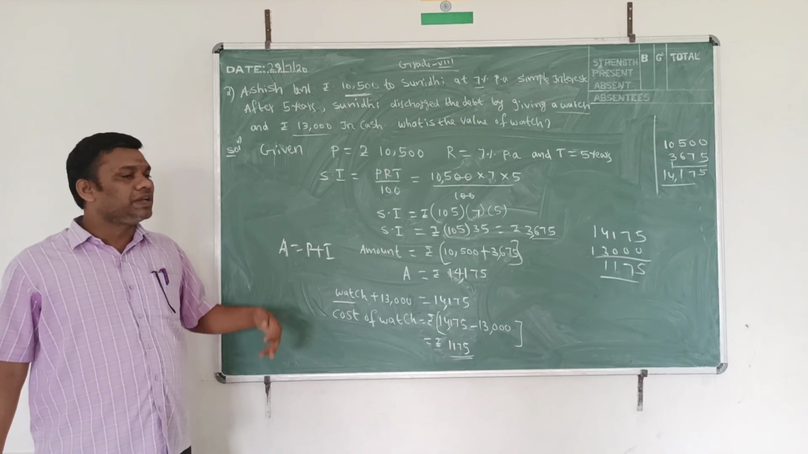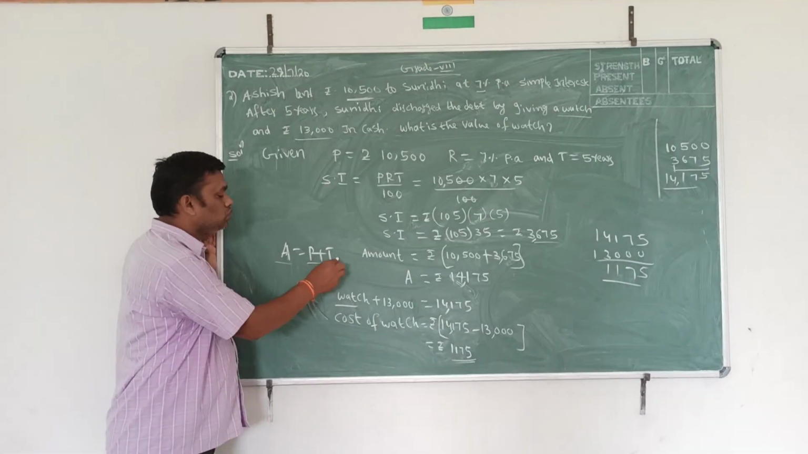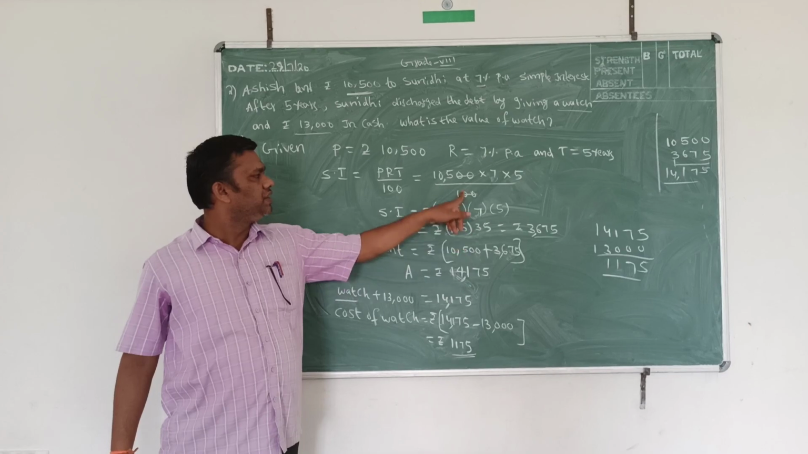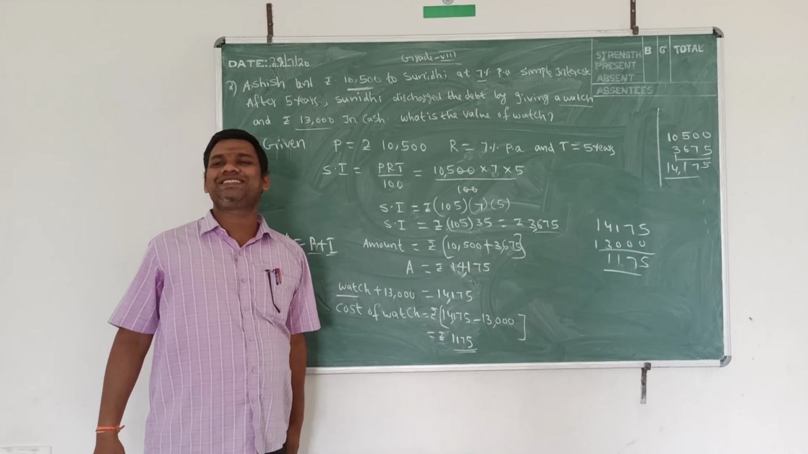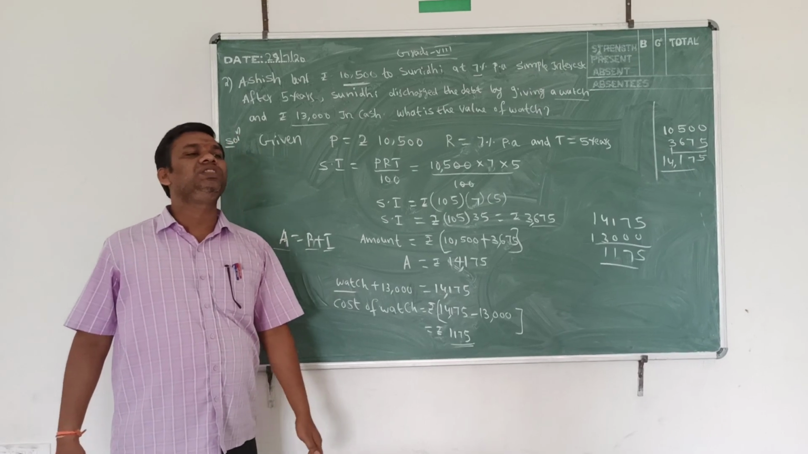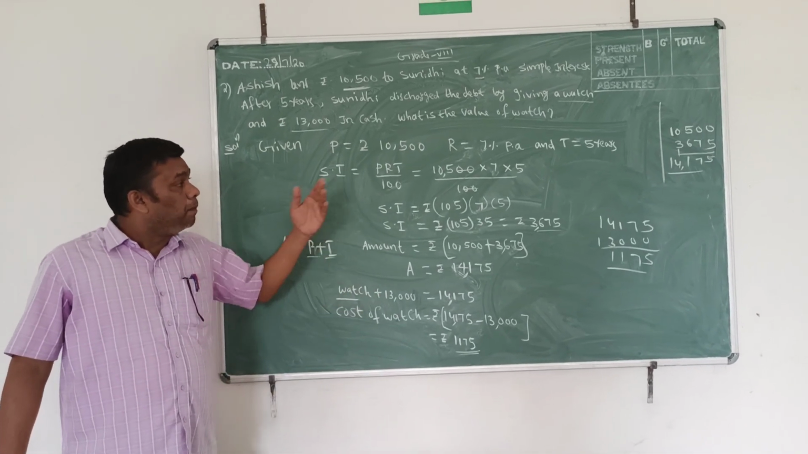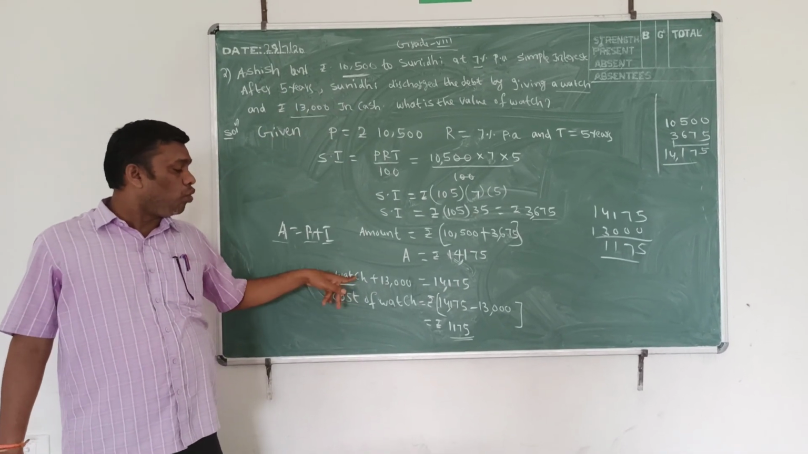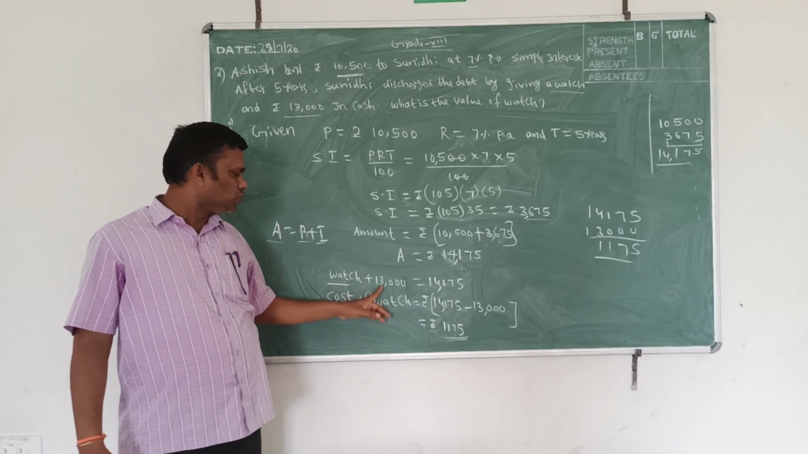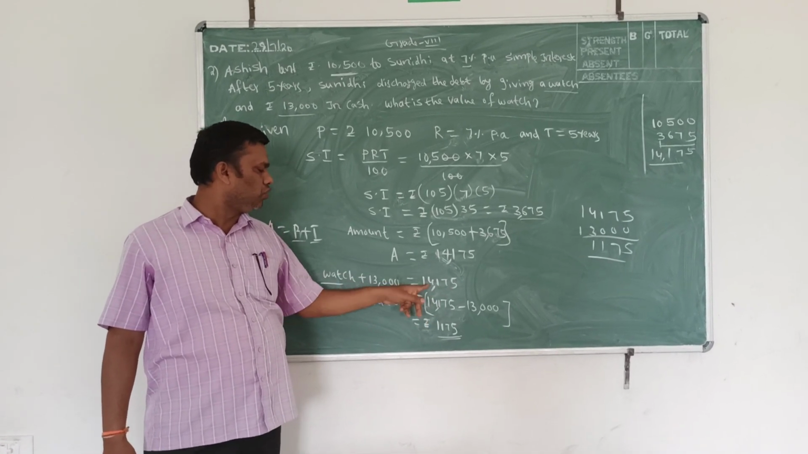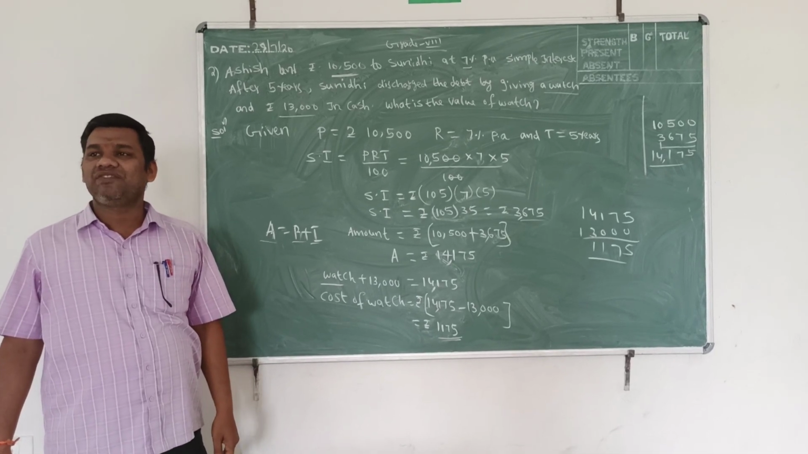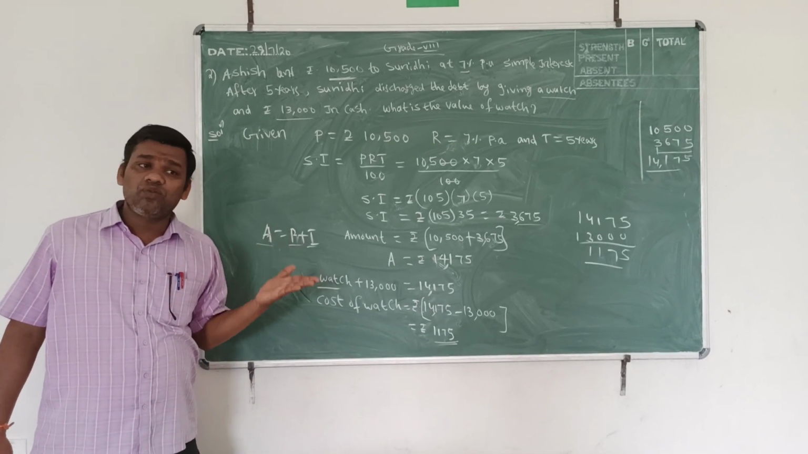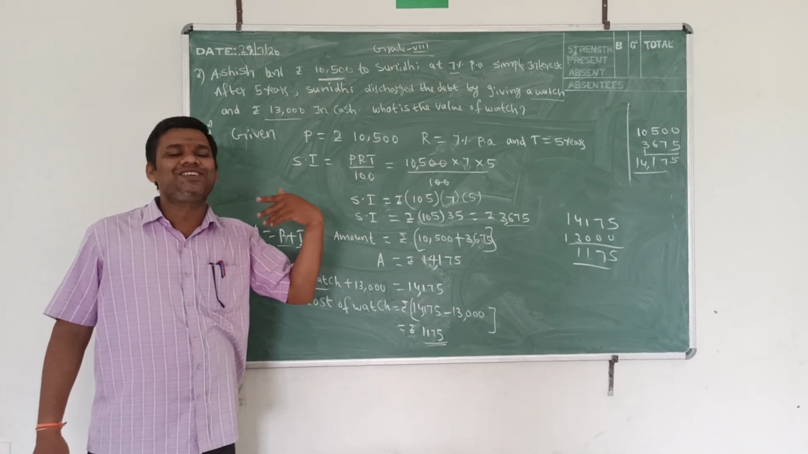Therefore, simple interest is 3,675. What is the amount? Amount formula we know. Amount equals P plus I, sum plus interest. That is 10,500 is sum plus interest 3,675. We will get rupees 14,175. But Sunidhi gave to Ashish a watch plus 13,000. Means watch plus 13,000 is equal to the total amount, 14,175. Means instead of 14,175 she gave one watch and cash 13,000.